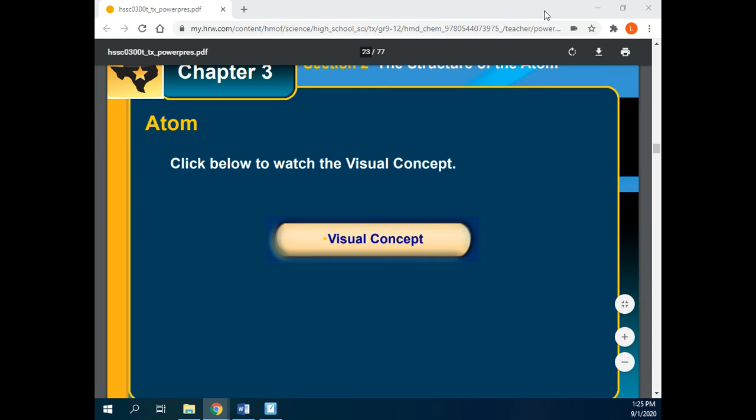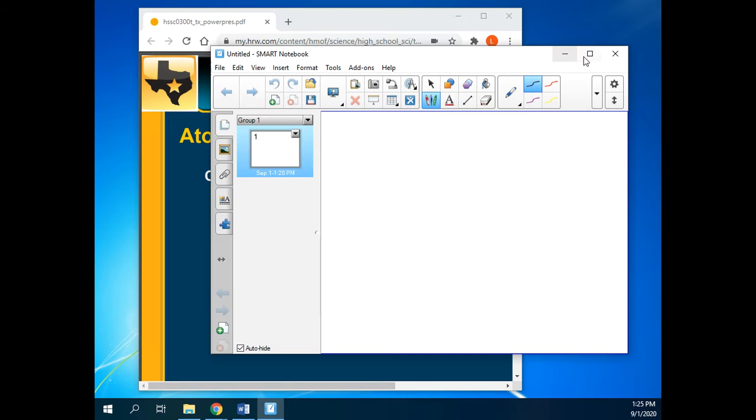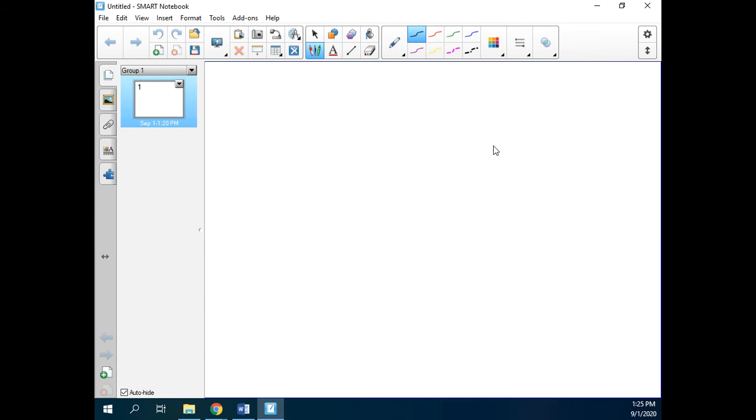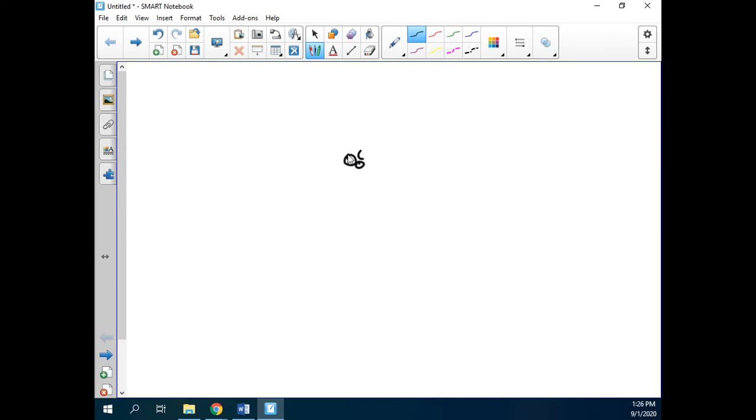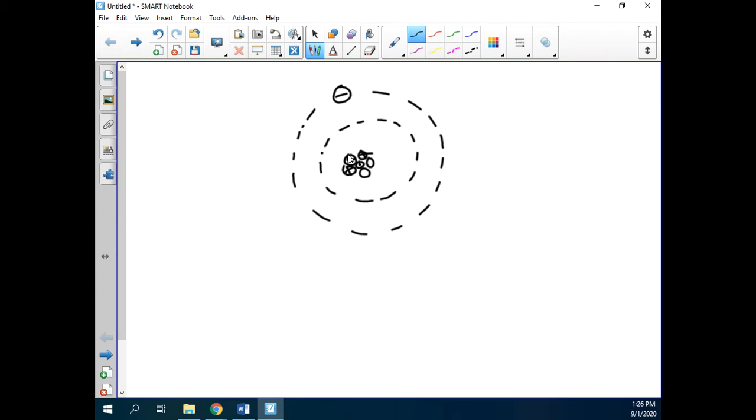Okay, really quick, just to remind you, and like I said, this should be complete review. You guys have done atomic structure before. In the middle, we have protons and neutrons, okay? That means some of these have a positive charge. These are positive. And then some of them have no charge, okay? And then orbiting out around here is where our electrons are.